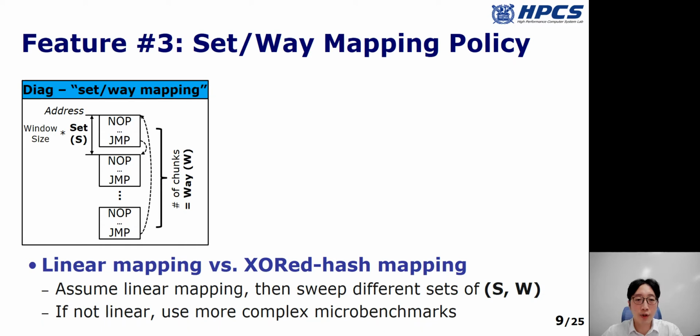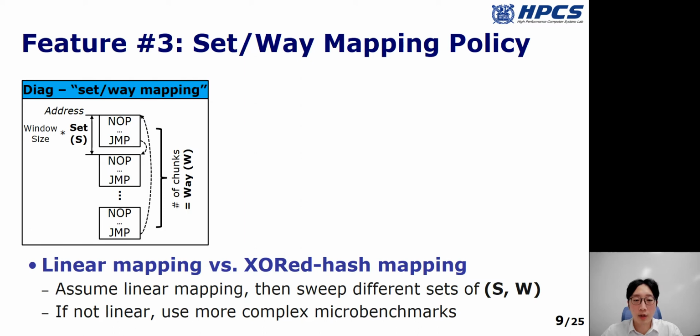The third feature is the set-way mapping policy. In typical caches, there are two types of set-way mapping. One is linear mapping and another is hash mapping. We first assume the microcache has the linear mapping, and if the extraction fails, then we will use a more complex approach. The left figure illustrates how our code snippet works.